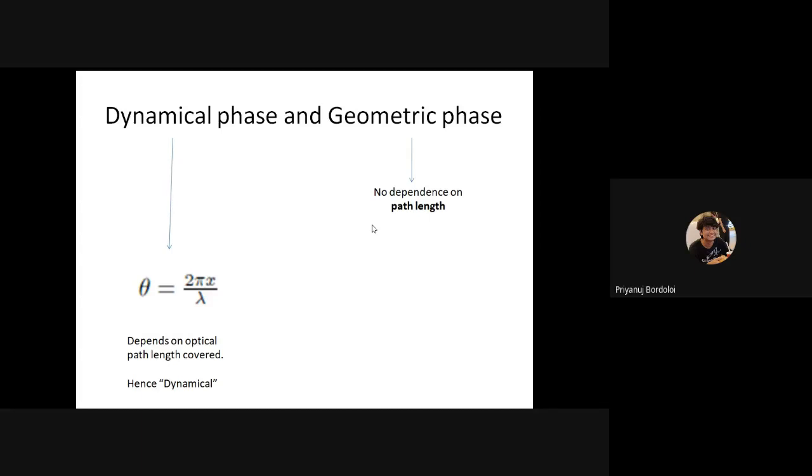But there is also one other type of phase that can be induced on light, which does not depend on the path length. Rather, it depends on the topology of the evolution of the wave itself. Hence, it is called the geometric phase.